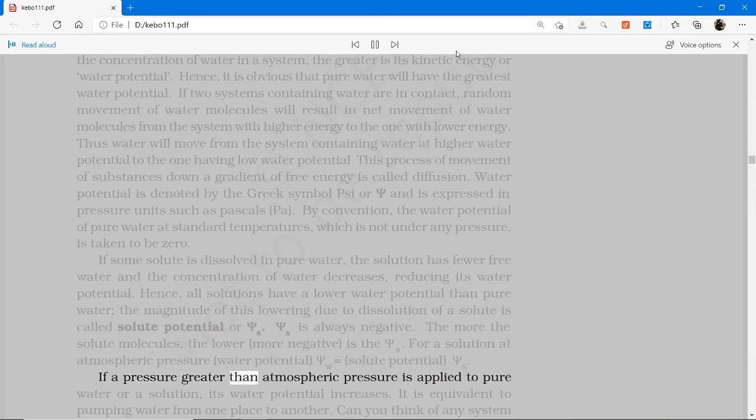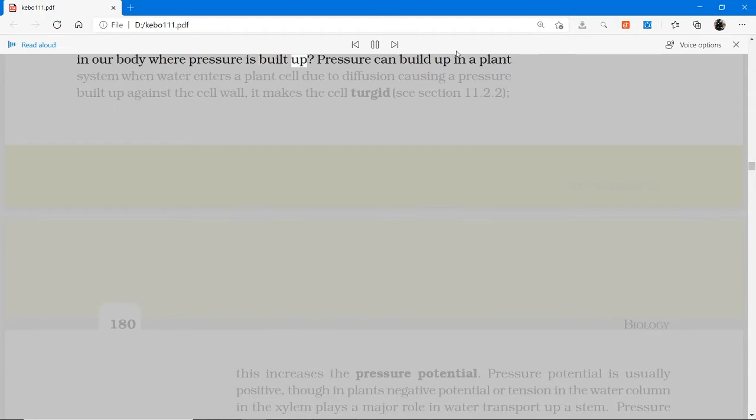If a pressure greater than atmospheric pressure is applied to pure water or a solution, its water potential increases. It is equivalent to pumping water from one place to another. Can you think of any system in our body where pressure is built up? Pressure can build up in a plant system when water enters a plant cell due to diffusion causing a pressure built up against the cell wall. It makes the cell turgid. See section 1.2.2.